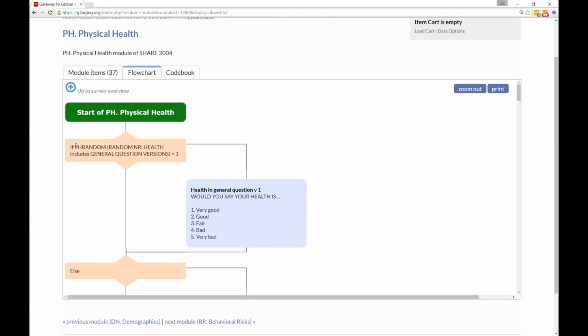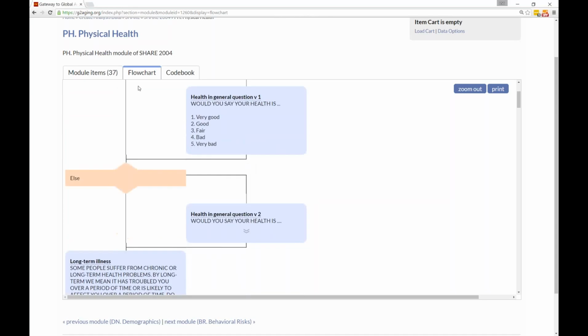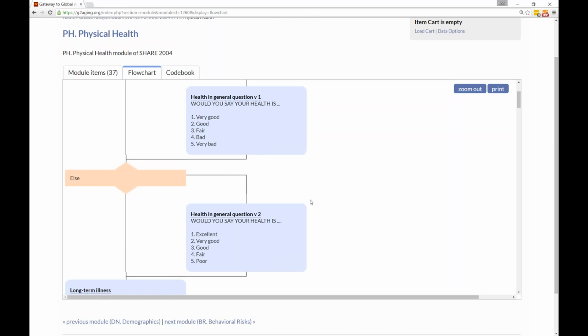So the first thing that happens is you get a random number that's generated. And it looks like that's either a 1 or something else, maybe like a 0 or a 5. And if you get a 1, the first question you get is, "How would you say your health is?" And it's a scale of very good to very bad. If you didn't get a 1, then you get this question, which is version 2, which is "How would you say your health is?" Excellent to poor.